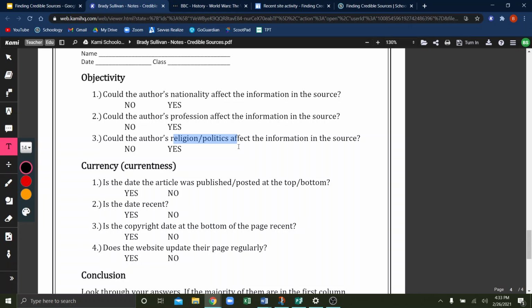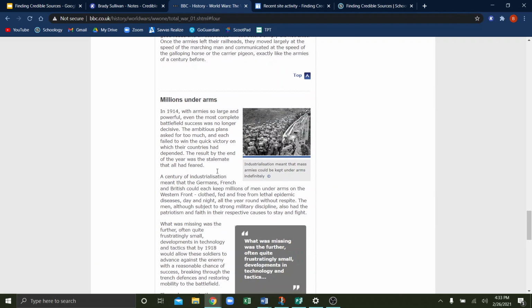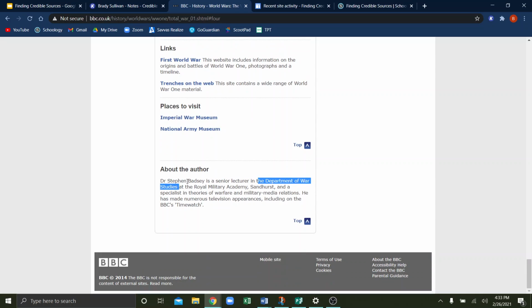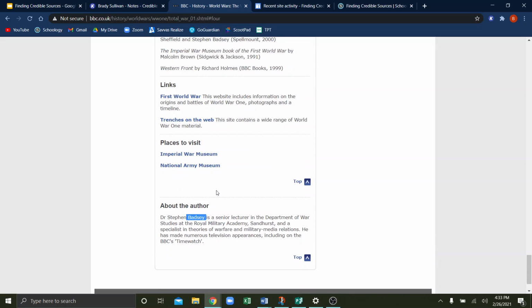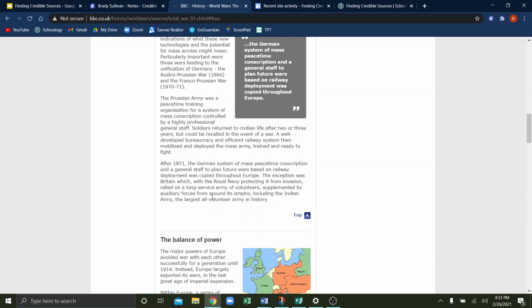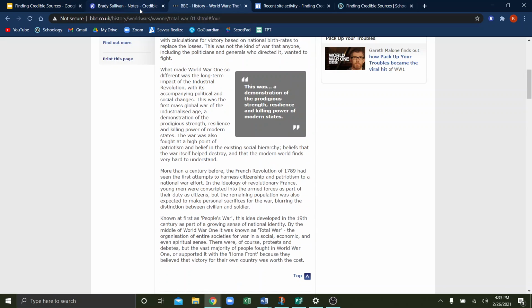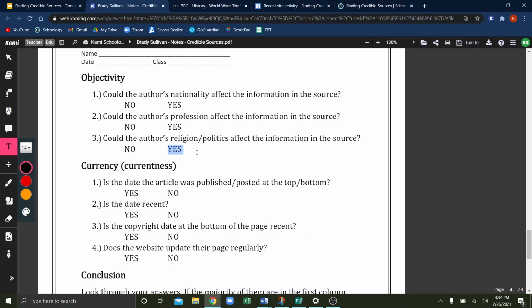And what about the author's religious and political affiliations? Now, we don't know what Stephen Badsy's politics are like. We don't know his religion, but we do know that this article is about war. And we know that war is a political thing. It's something that's debated on the floors of politics. So the fact that this is a topic about politics tells me, yes, this is going to be an issue.